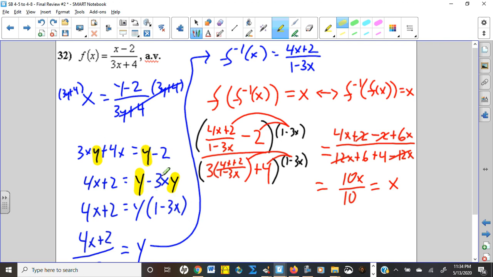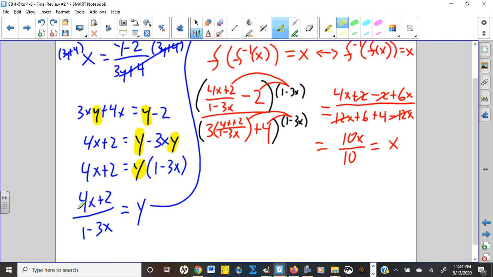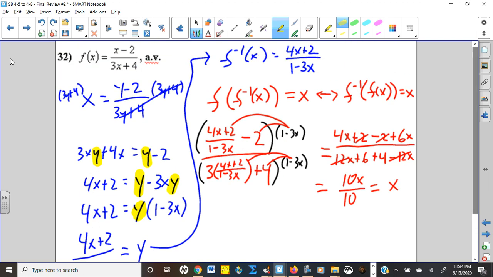This is the one step a lot of people would forget to do: you factor out the y. Now the y is solved for after I divide by the 1 minus 3x. So there's your actual inverse function: 4x plus 2 over 1 minus 3x. It might have ended up as negative 2 minus 4x over 3x minus 1 if you had moved things to opposite sides, but it would have been the same function overall.